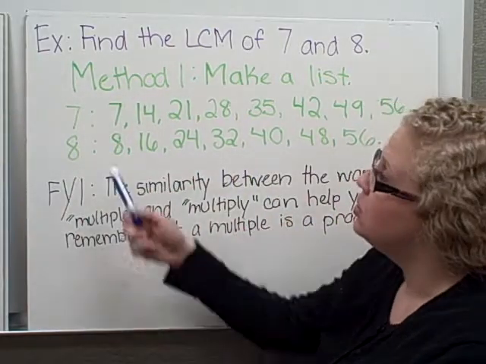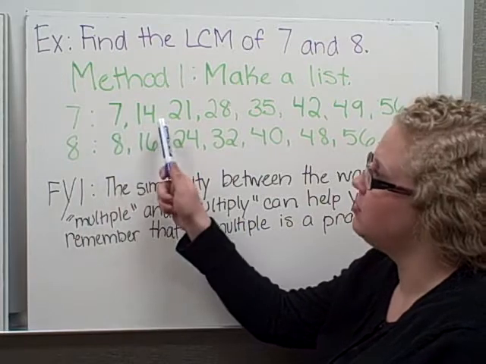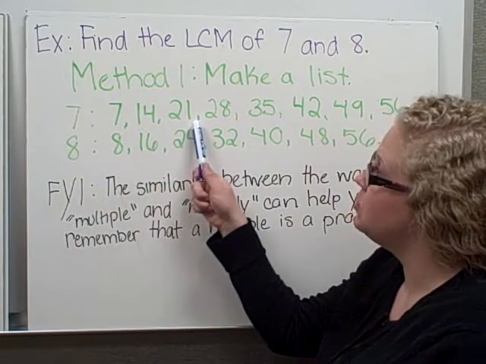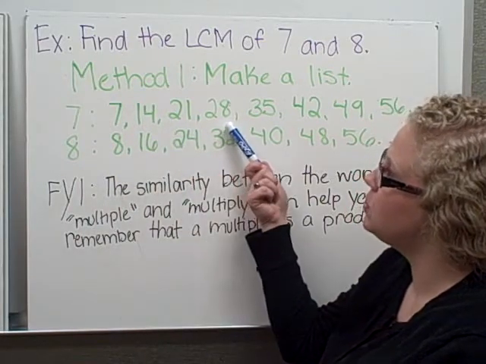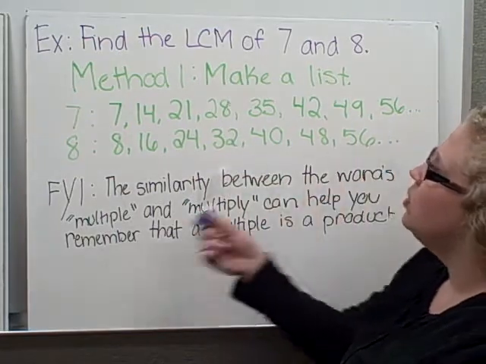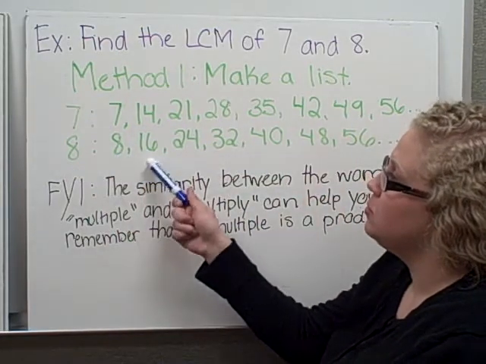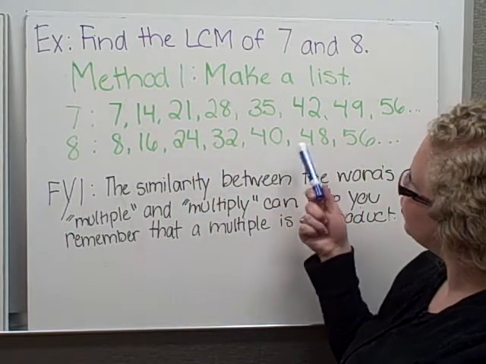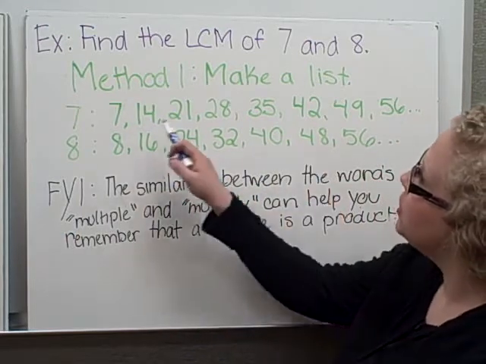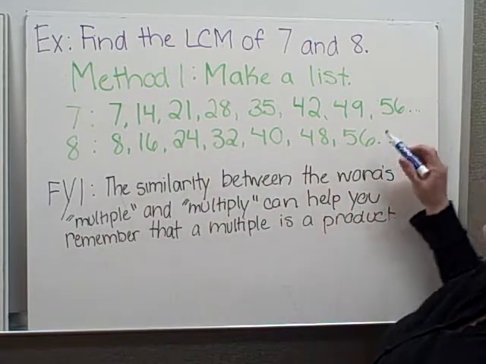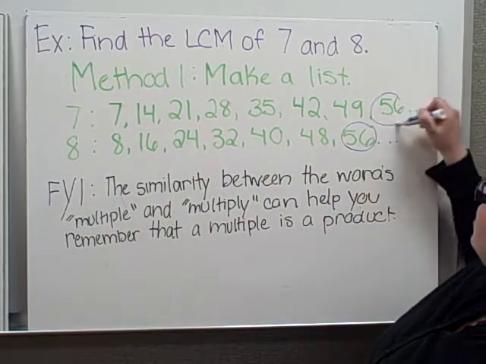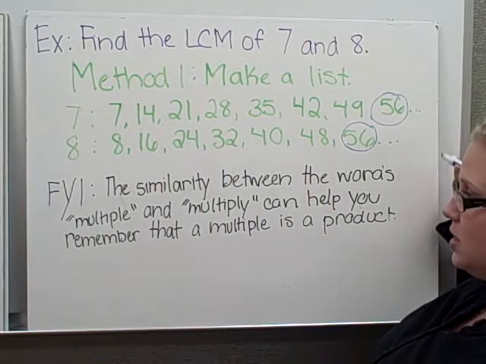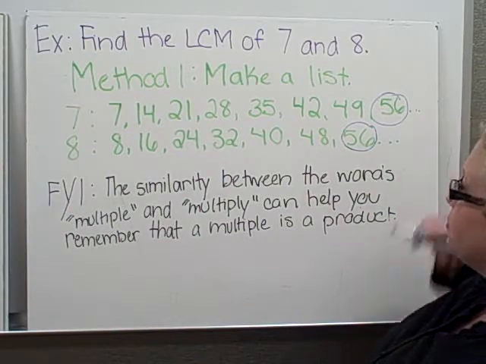So 7 times 1 is 7, 7 times 2 is 14, 7 times 3 is 21, 7 times 4 is 28, etc. 8 times 1 is 8, 8 times 2 is 16, 8 times 3 is 24, and so on and so forth. And the first number that they both have in common happens to be 56. And so 56 is the LCM, least common multiple.